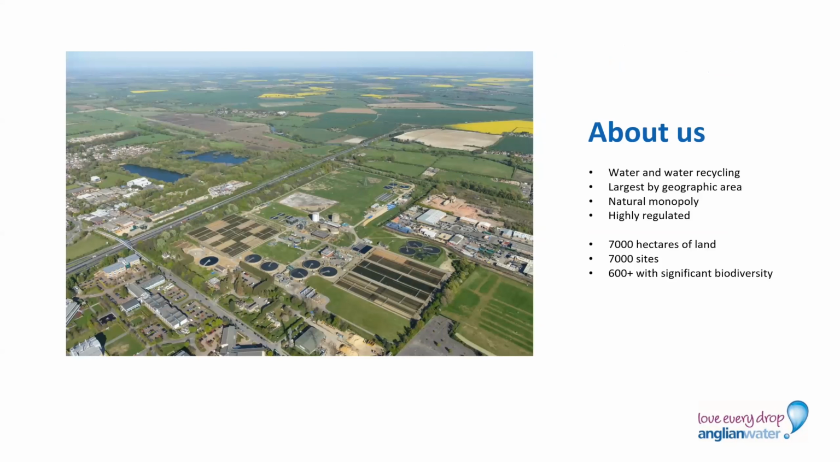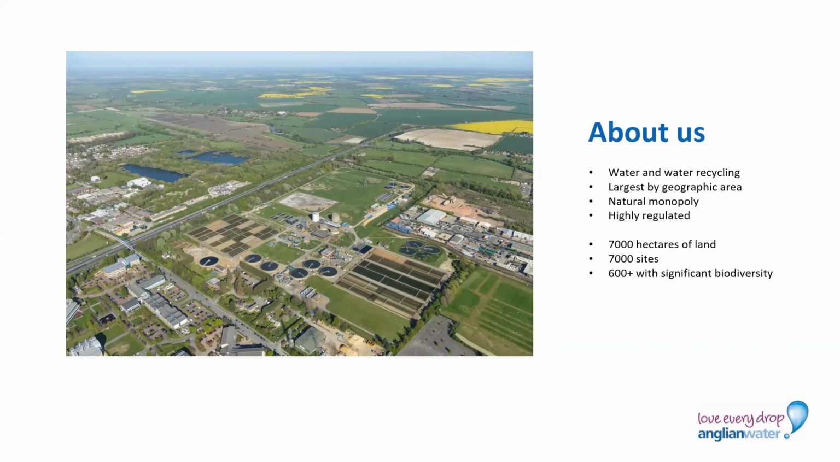So we're a water and water recycling company. We cover from the Humber Estuary down to the edge of London, from the east coast to the centre of England. We're a highly regulated company, as a landowner and water company. And we have about 7,000 hectares of land covering about the same number of sites, give or take. About 600 of those sites are important for biodiversity, in terms of whether they're SSSI, whether they're a local wildlife site, or whether they have priority habitat on them. So we've got a significant resource that we have a duty to manage.